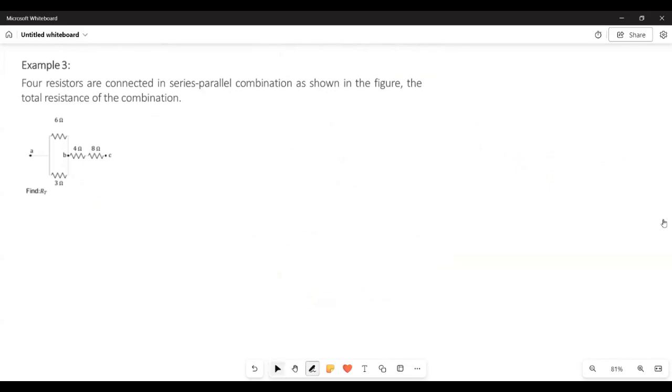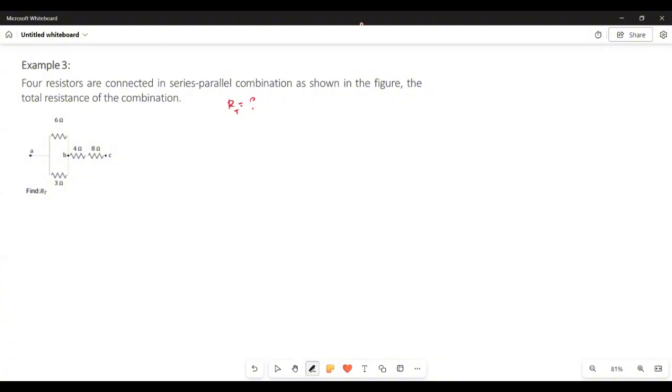So we have here example number 3, 4 resistors in series parallel combination as shown in the figure. The total resistance of the combination. So calculate natin yung total resistance natin. So R is equal to, so since nasa series tayo, pero meron tayong nakaparallel. So yung 6 and 3 nakaparallel yan. So bago tayo pumunta sa series connection ng pag-a-analyze, dun muna tayo sa parallel na dalawa.